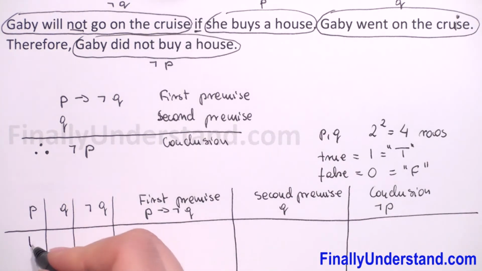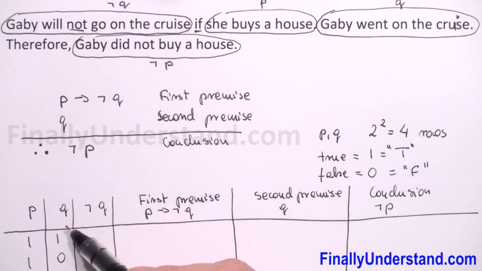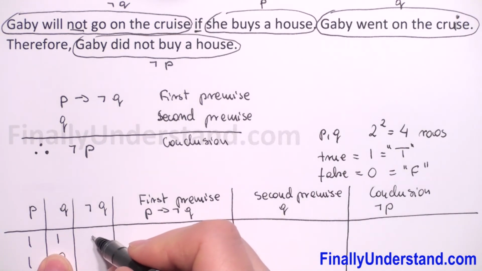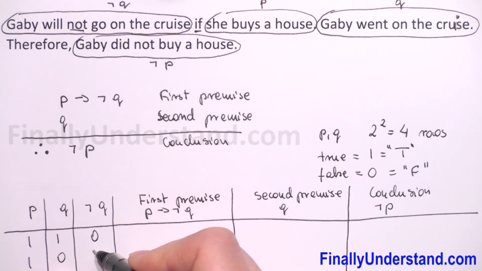So we have true, true, true, false, false, true, false, false. We have 2 simple statements. It means we have to have 4 rows. We need to have, for P true, 2 truths and 2 falses, and the same for Q. Next, we have to write not Q. So we look in the second column: not 1 is 0, not 0 is 1, so it will be 0, 1, 0, 1.